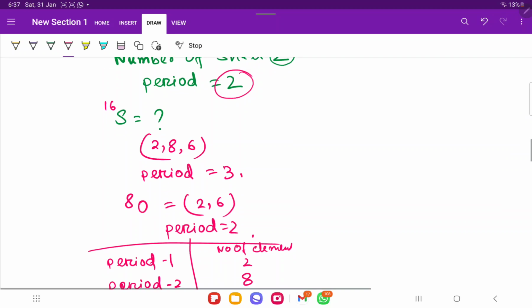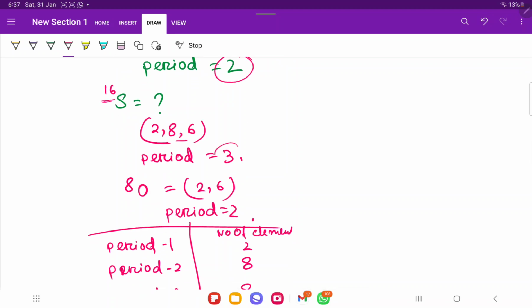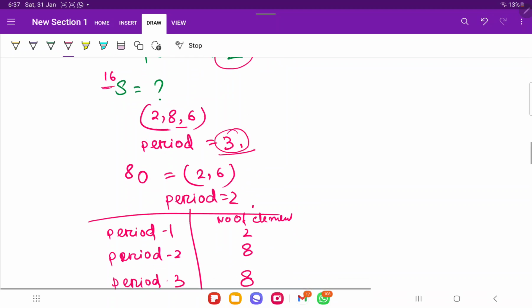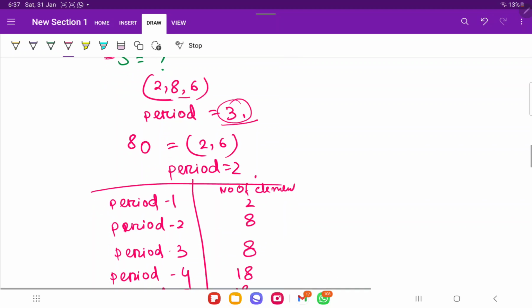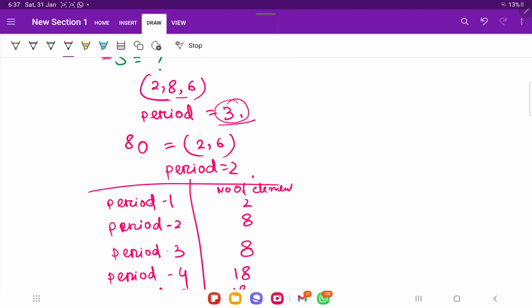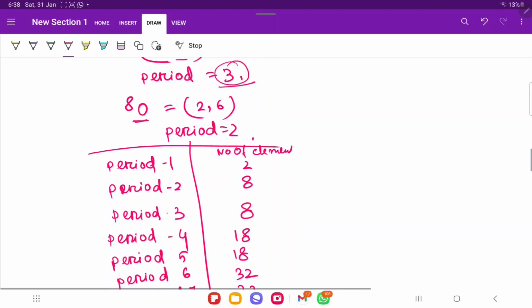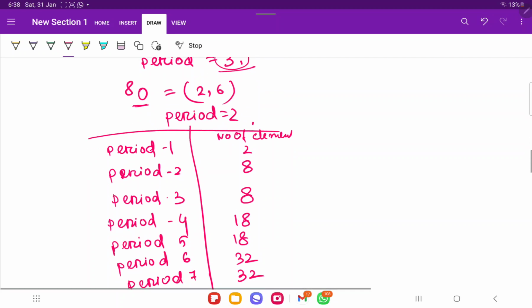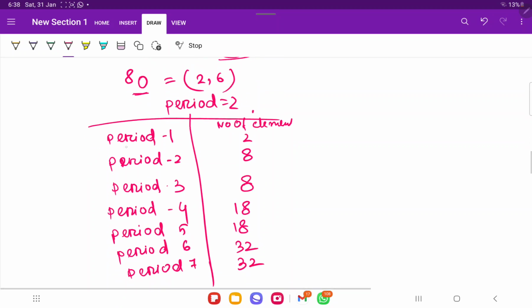Now if you see, sulfur has 16 electrons total. The electronic configuration is 2, 8 and 6. So the number of shells is 3, so the period will be 3 only. Now if you do it by yourself, in the case of oxygen it has period 2, because it has 2 electronic shells.